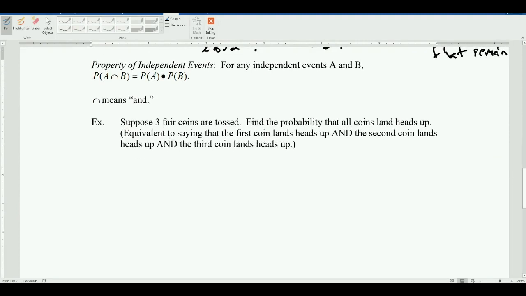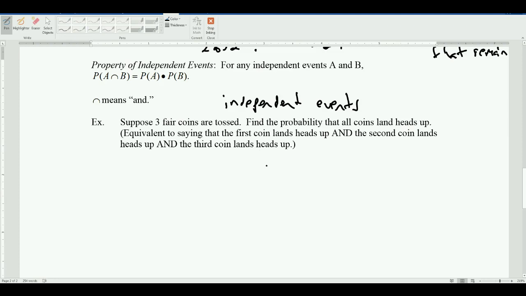So for example, we have 3 fair coins are tossed. Those are 3 totally separate events. One coin will not affect the other coin whatsoever. So these are definitely independent. When you flip a coin, it's not like the aces. If you draw an ace out, that affects how many aces remain. Now these are totally independent.